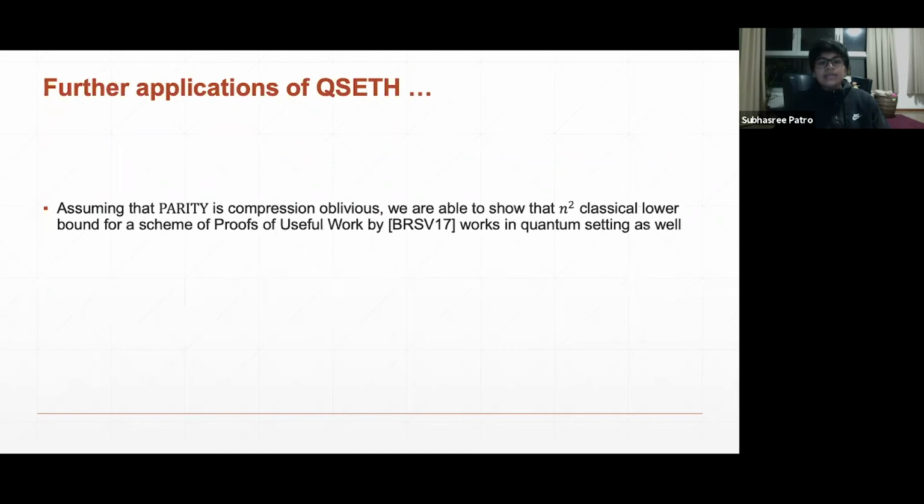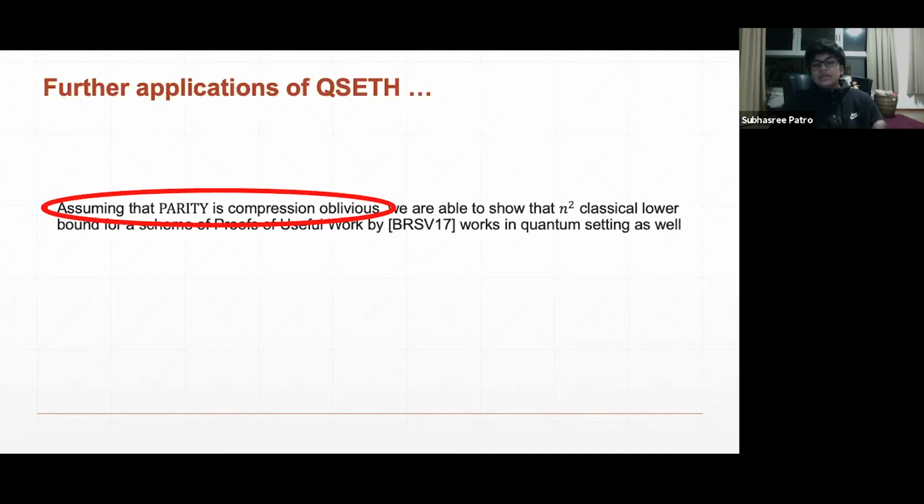Now, another application of QSETH that we noticed was that if we assume parity is compression oblivious, which is very believable, we are able to show that this proofs of useful work scheme holds in the quantum setting as well. And here also, we are again talking about the assumption that parity is compression oblivious.